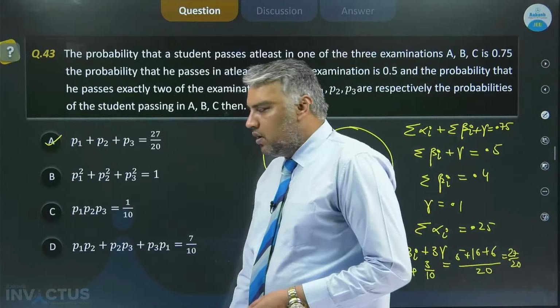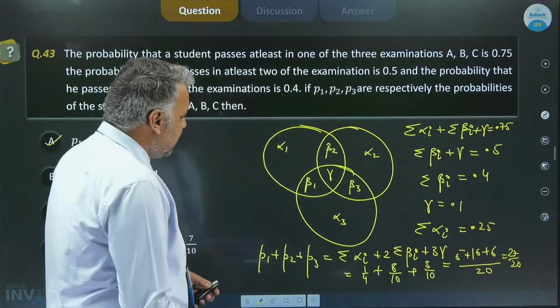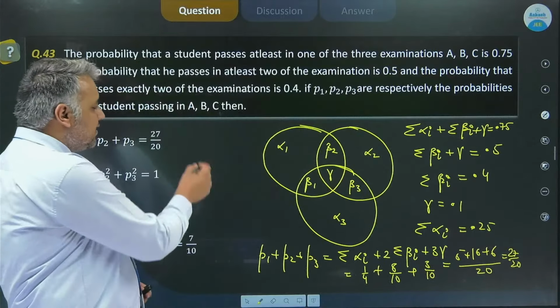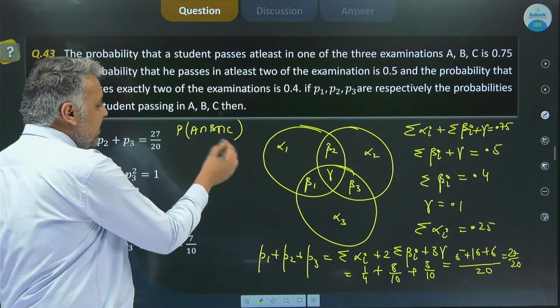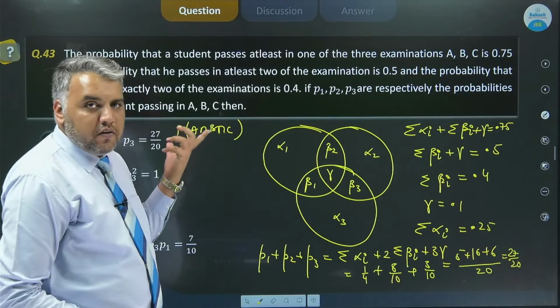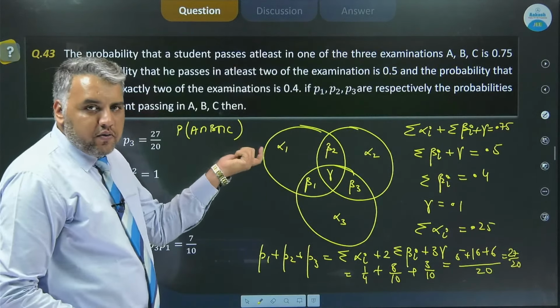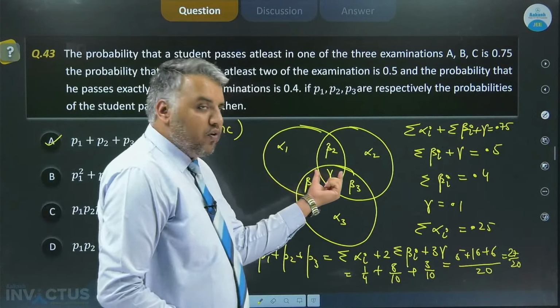and the product of all 3. So product of all 3 means P1 into P2 into P3, which means probability of A intersection B intersection C, because these are independent events. So this can be written as probability of A into probability of B into probability of C, means P1 into P2 into P3. So we are looking for a common region, means we are looking for gamma.